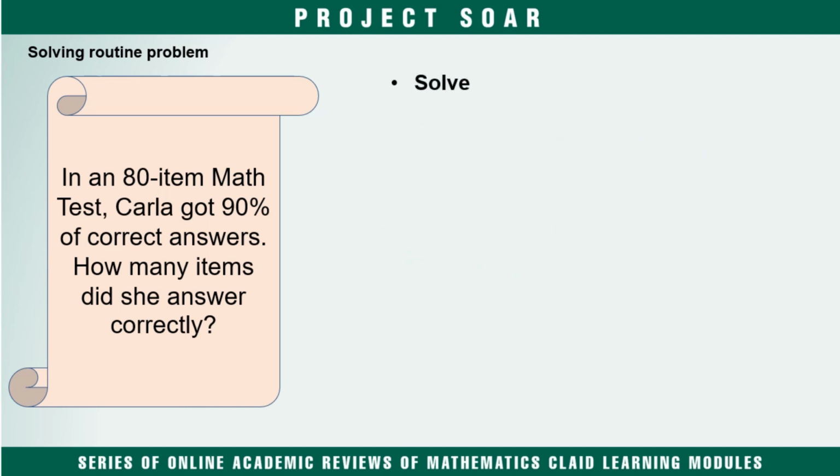Since we have already a plan, let's solve the problem. What is the formula in finding the percentage? Okay, very good. The formula in finding the percentage is base times rate. Now, let us substitute the value of base and rate in our formula. 80 times 0.90 or 90 hundredths equals 72.